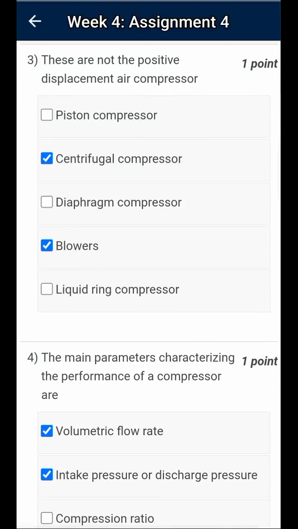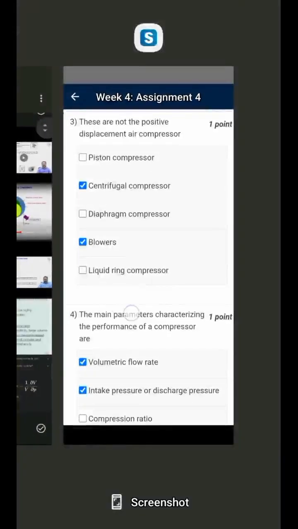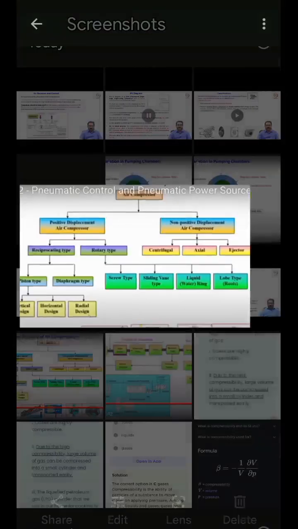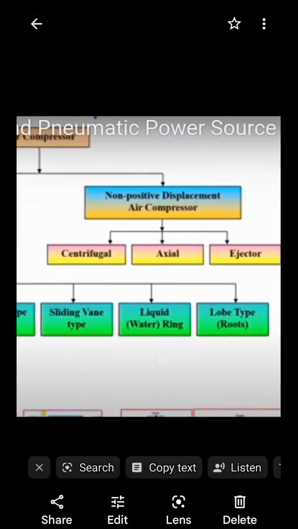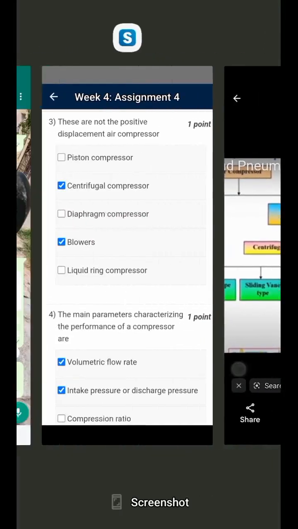Okay, now let me check question number 3. These are not the positive displacement air compressor. Actually, in the question they are asking which one is not a positive displacement air compressor. That means they are asking which one is a non-positive type air compressor. Let me see the options. In the case of non-positive displacement air compressors, centrifugal, axial and ejector, three types come under this category.